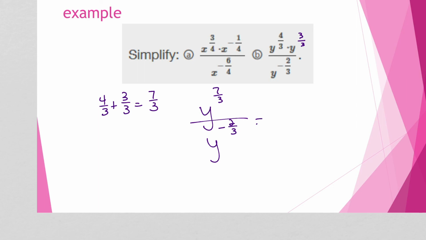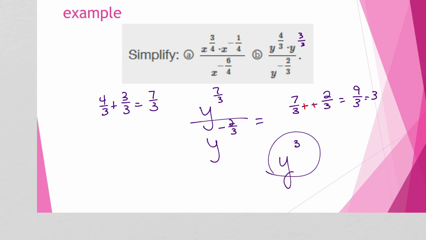Okay, so remember, I'm going to subtract here. So I've got 7/3 minus -2/3. Change. And so that gives me 9/3, which gives me 3. So I end up with y to the 3rd power.